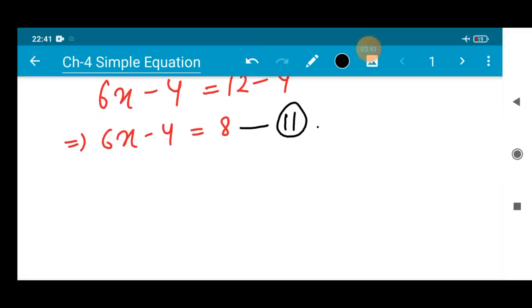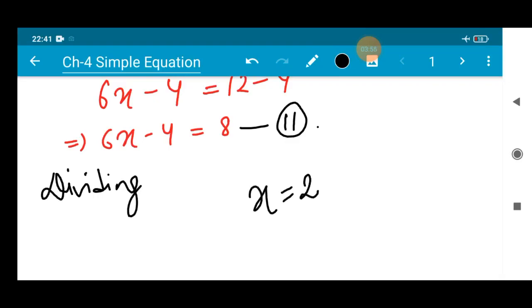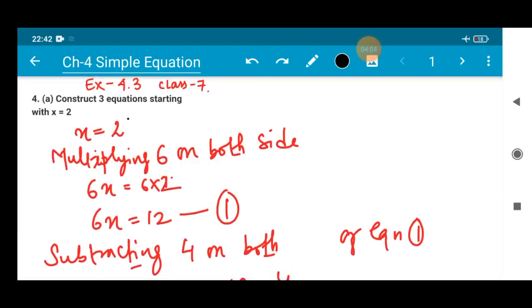Now, in order to frame the third equation, I will be dividing by 6 on both the sides. You can try with your own number, but remember your x value should be 2 only. Your x value cannot be minus 2, cannot be 1, cannot be 0. The first equation given in the question is what we have to use to frame the others, and the x value should remain 2 only.